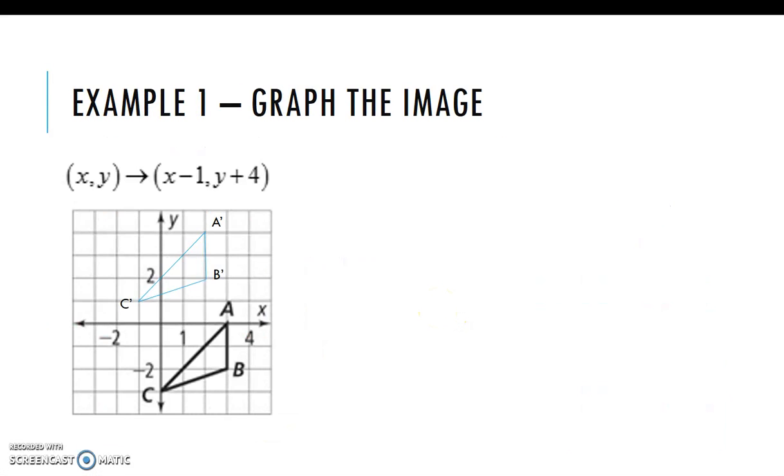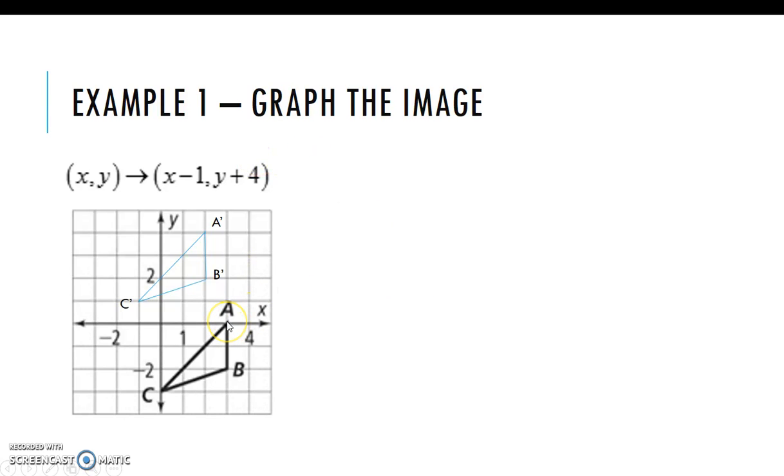Example 1. Here's the rule that tells us how to map the translation. In this rule it says take each X and Y coordinate of the pre-image, and we are going to take the X coordinate, subtract 1, and take the Y coordinate and add 4. Which means we're going to move to the left 1 and go up 4.